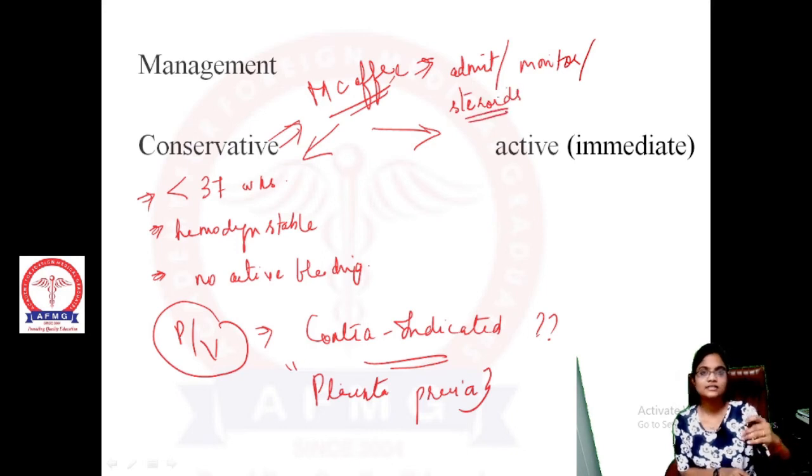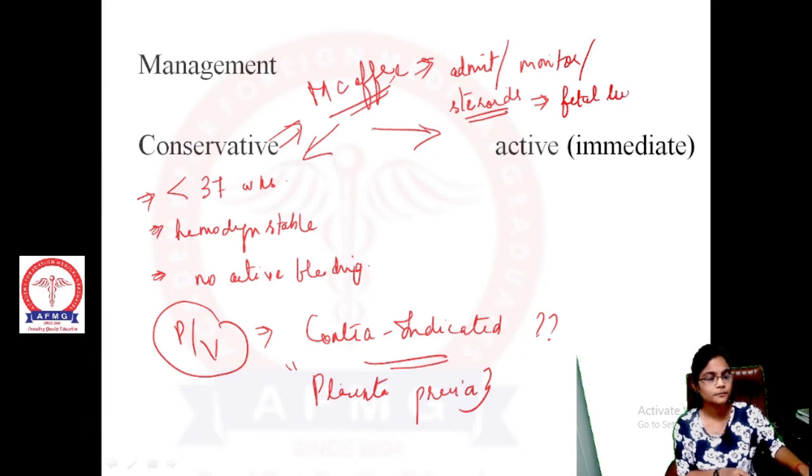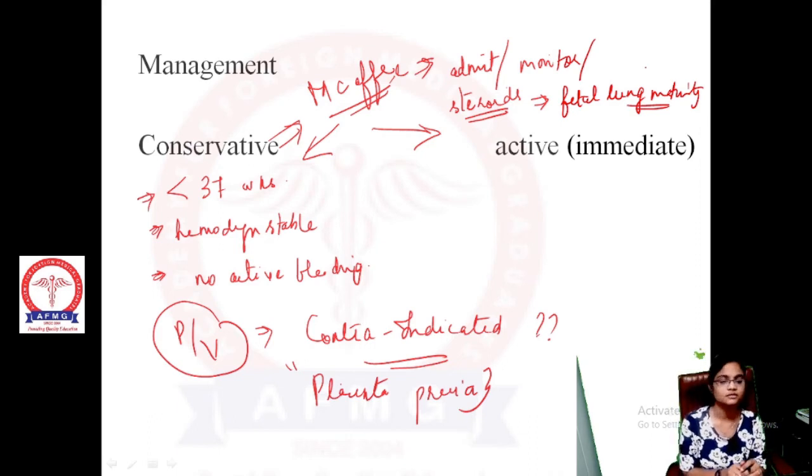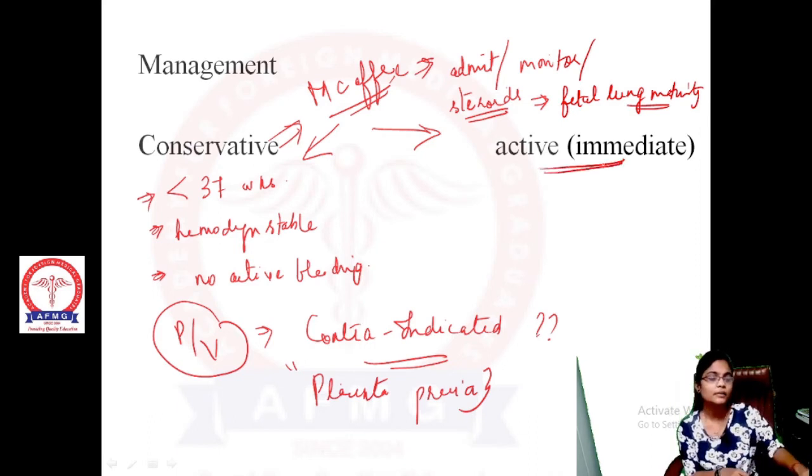As such they are less than 37 weeks, we have to see the fetal lung maturity, so that we are giving steroids for the fetal lung maturity as they are less than 37 weeks. So what is the active or immediate management?